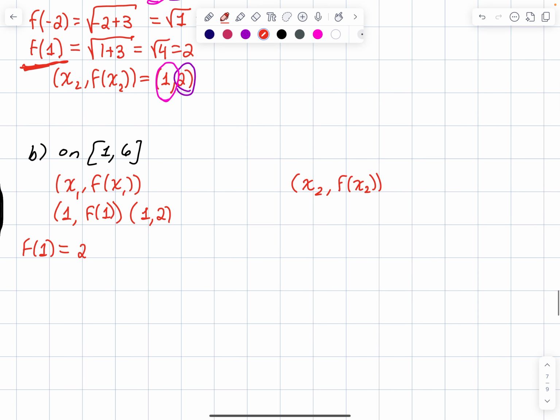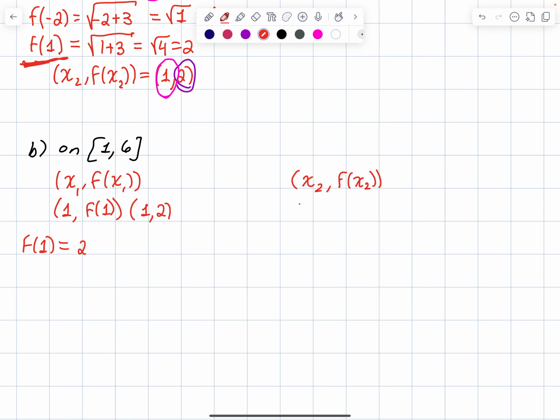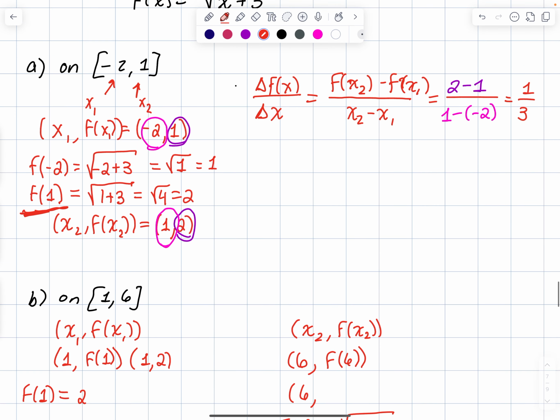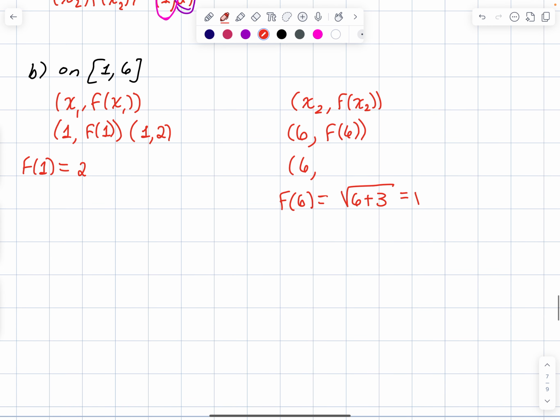And now we want to calculate 6. So we get 6 comma f of 6. We did not calculate that, so we need to calculate f of 6 equals square root 6 plus 3. So we have equals square root 9 equals 3. So we have 6 comma 3. Okay, so these are our coordinates that we have.